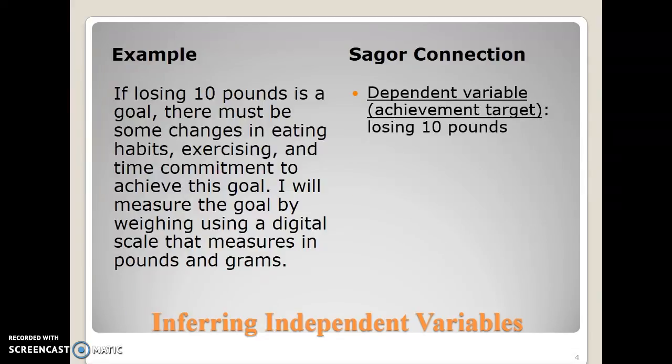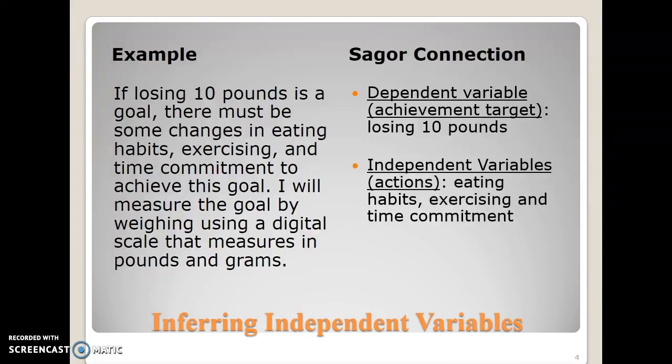So let's make a connection. In that example, the dependent variable or the achievement target is to lose 10 pounds. The independent variable, or the thing that I will do, my actions, the things that I will alter, the things that I will manipulate, could be my eating habits, exercising, and the time I commit to exercise and losing the weight. The criteria in which I will measure that goal will be through the use of a digital scale, which will measure in both pounds and in grams.